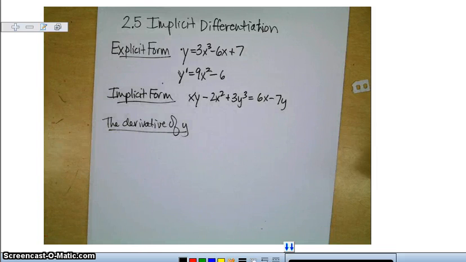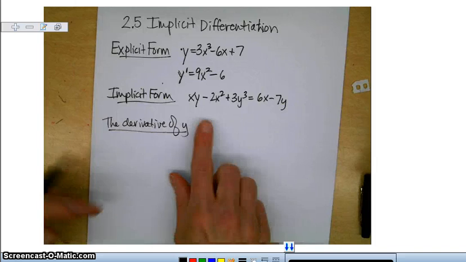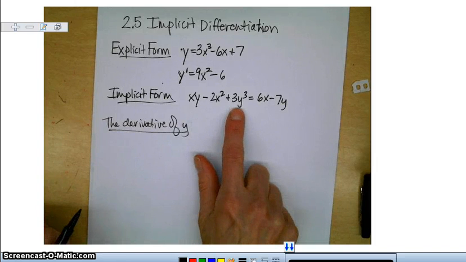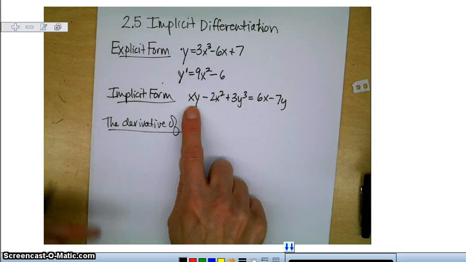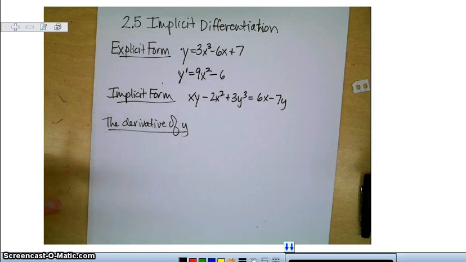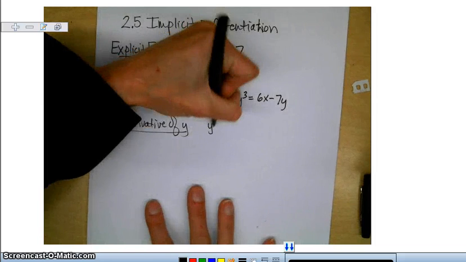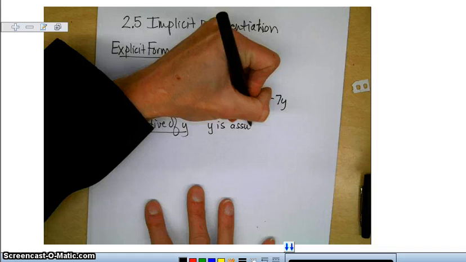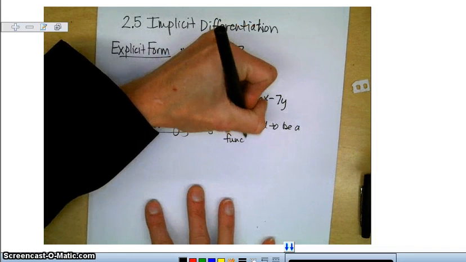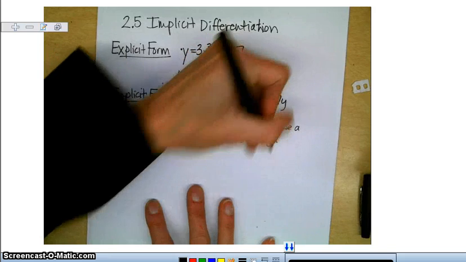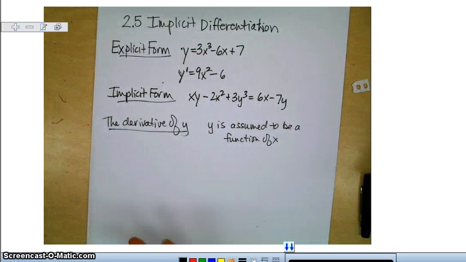How do I find the derivative of y? And not just y, but anything with y. So, how would I take the derivative of 3y cubed? Or negative 7y? Or how about xy? Anything that involves y is different, because y is typically assumed to be a function of x. In other words, y is assumed to equal something that has an x in it, right?